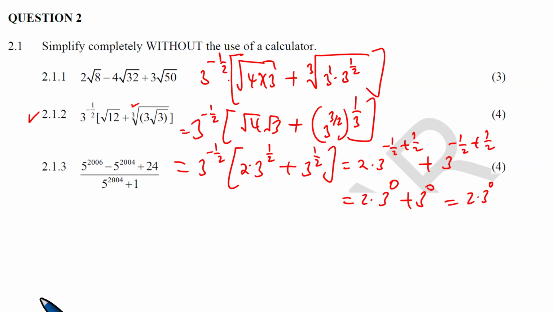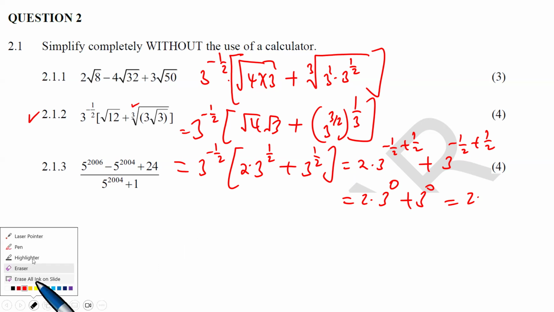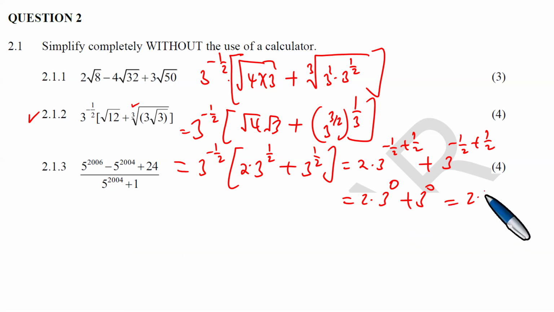What is 3 to the 0? 3 to the 0 is a 1, so you add a 1, and 2 plus 1 is a 3. Take note of that and make sure you understand. So the answer is 3. We move to the next question.